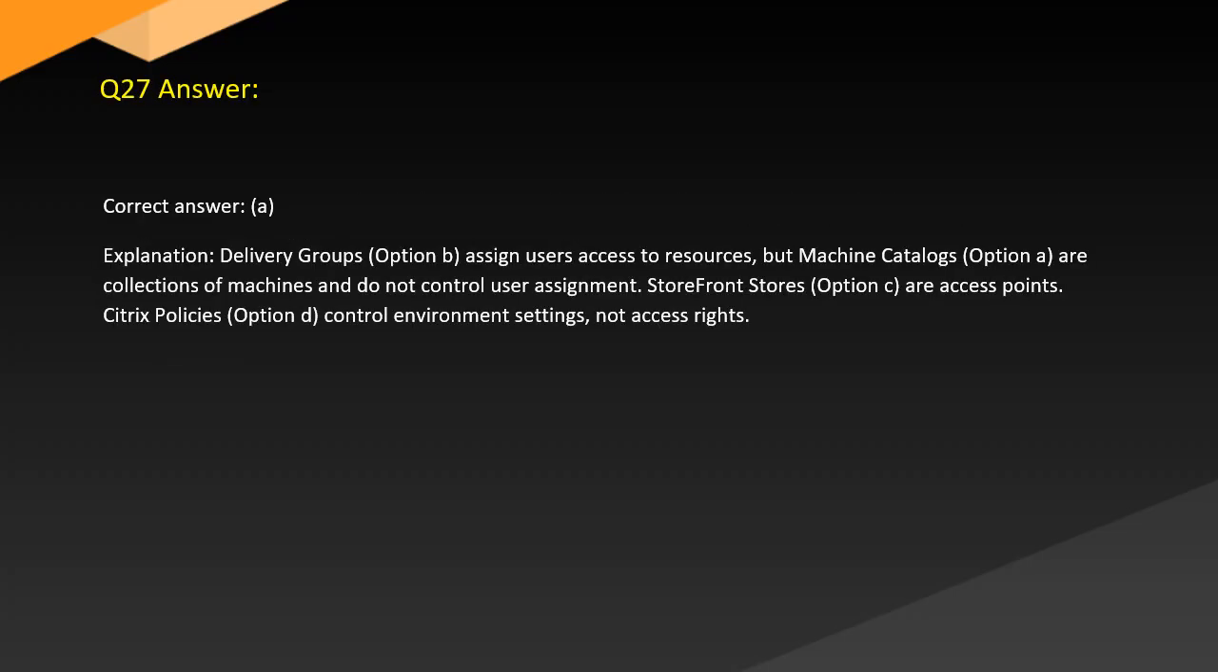Answer. Correct answer: A. Explanation: Delivery groups, Option B, assign users access to resources, but machine catalogs, Option A, are collections of machines and do not control user assignment. StoreFront stores, Option C, are access points. Citrix policies, Option D, control environment settings, not access rights.